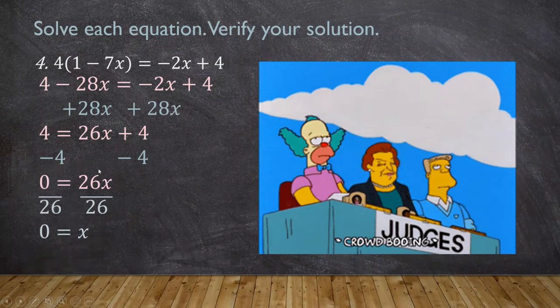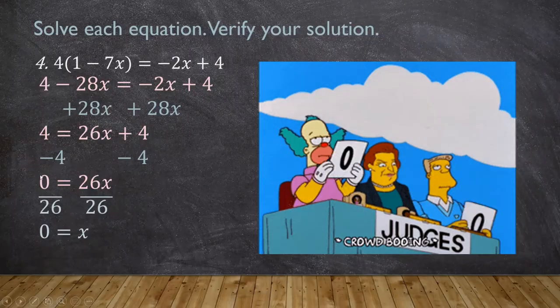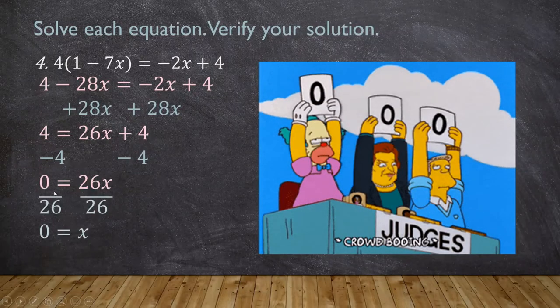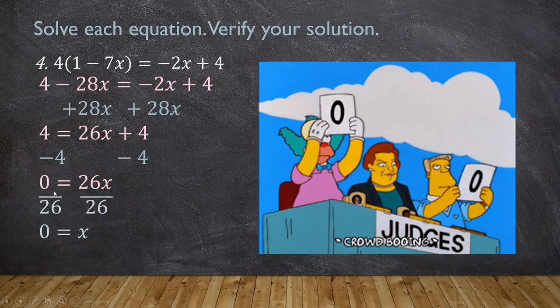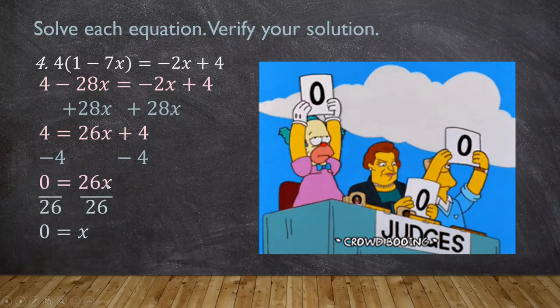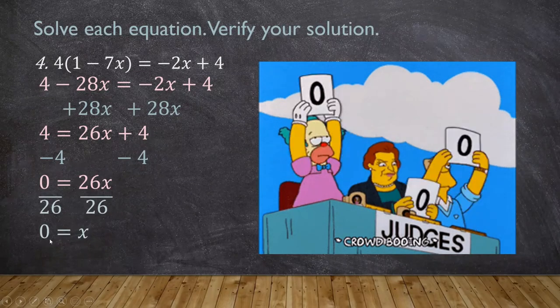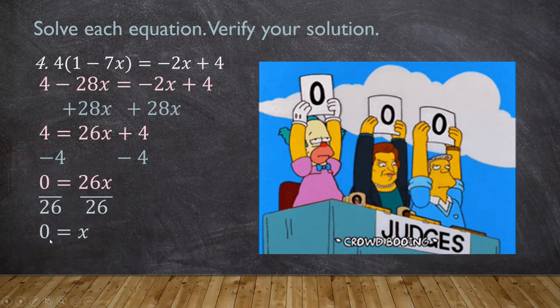A lot of students, when they subtract 4 from both sides and they're getting 0 over here, confuse that with having no solution, but it's not the same. We still have a variable in our equation. We have 26x, and 0 is a number. So a solution of 0 is not the same thing as no solution.